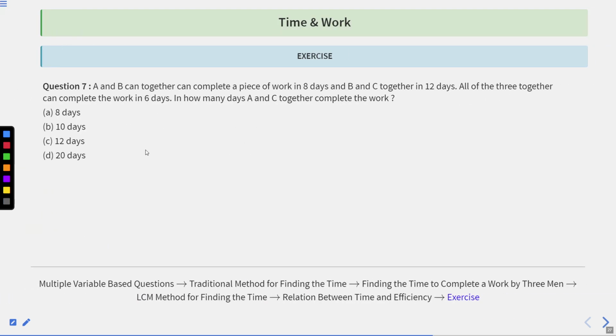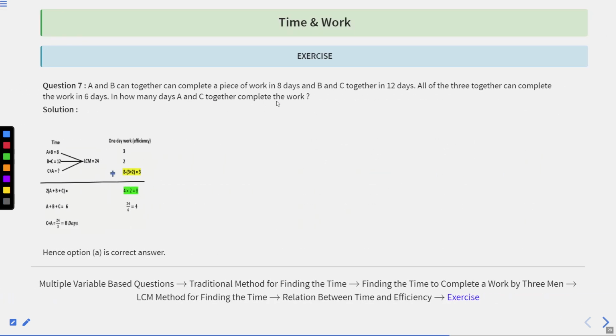Let us now move to question number 7. A and B can together complete a piece of work in 8 days, and B and C together can do it in 12 days. All three together can complete the work in 6 days. In how many days can A and C together complete the work? So again, we have A plus B equal to 8, B plus C equal to 12, and A plus B plus C is equal to 6. So we have to just take the LCM of 8, 12, and 6. It will be 24. Okay.